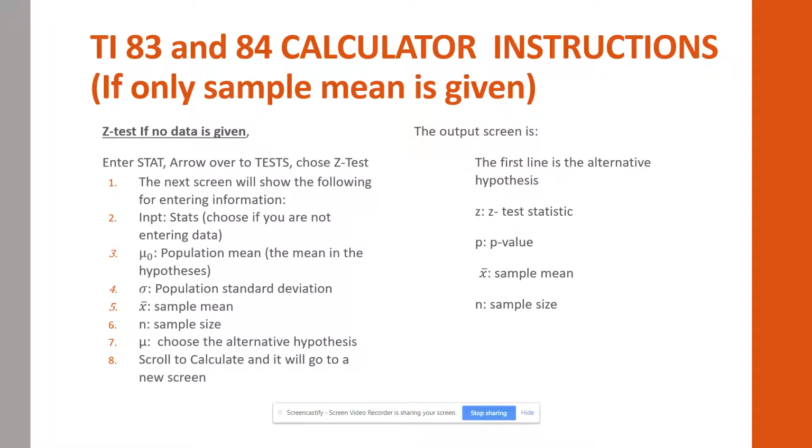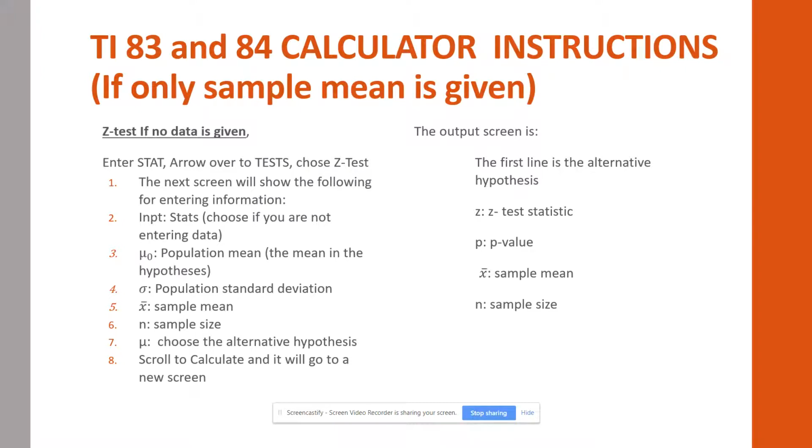So, as always in this course, you have two ways to solve these problems. Well, we're going to talk about the calculator first. So, if you have a z-test and there's no data given, you're going to go to Stats, arrow over to Test, and choose z-test. It's the first one at the top. The next screen is going to show the following information.